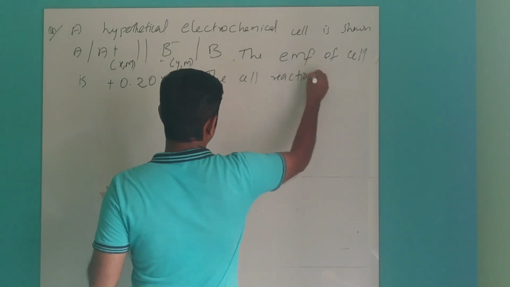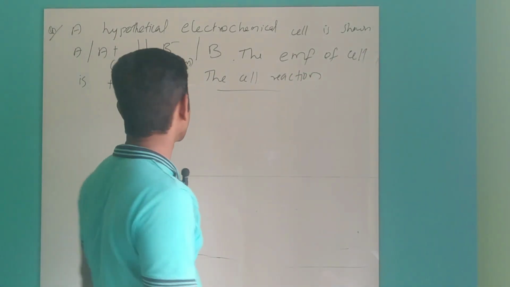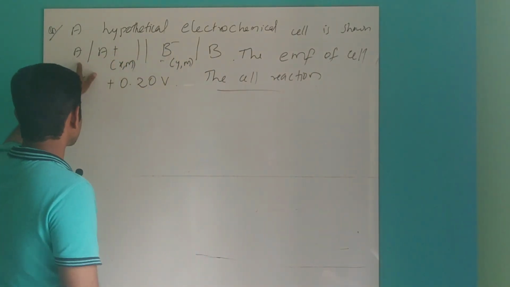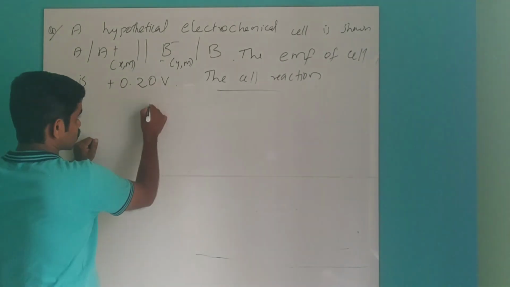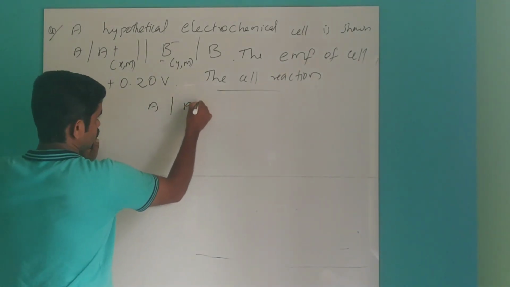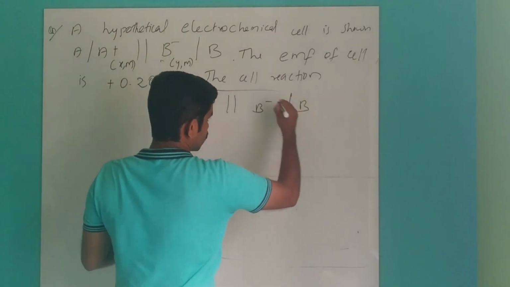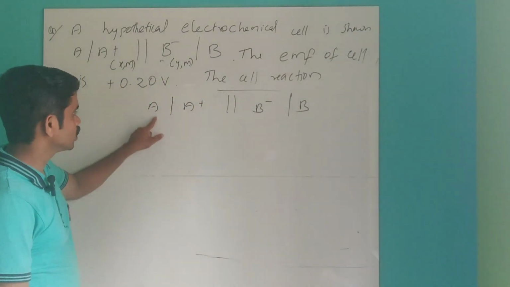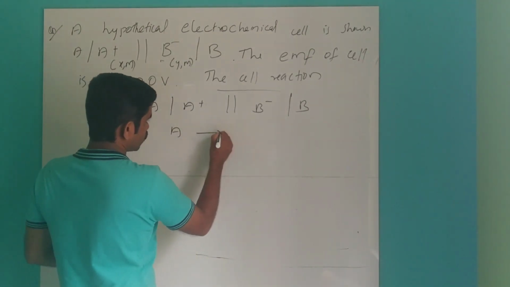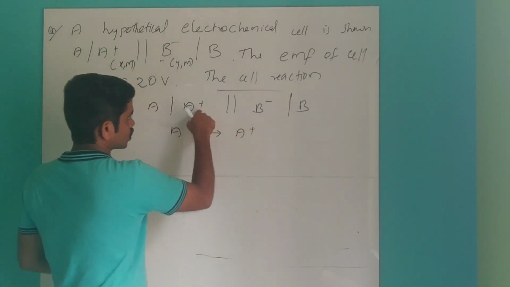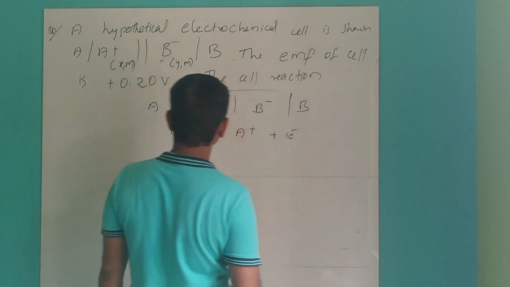You have to write the cell reaction. The cell is shown here, so what is happening? What is the cell reaction? A is becoming A+. Oxidation is happening: A gives A+. There is one positive charge, so one electron will be lost.